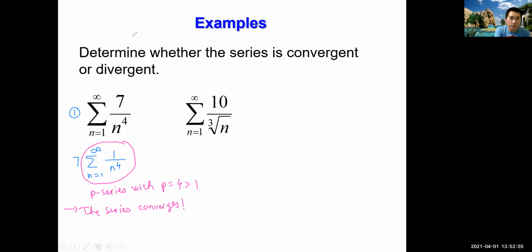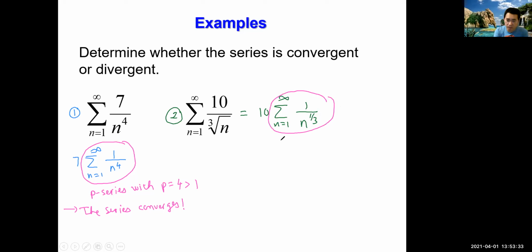Okay. Now let's look at example 2. In example 2 here, you have 10 over the cube root of n. Again, you see the 10 is a constant, so you can take out the 10 and see what's left inside. That becomes 1 over n to the 1/3 power.